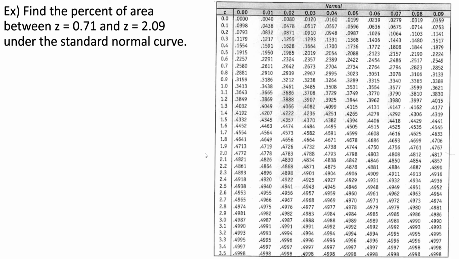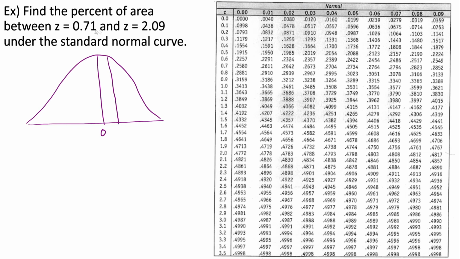Here we have another example. We want to find the percent of area between z equal to 0.71 and z equal to 2.09. First thing we would do here, draw a picture of our normal curve and mark down the two z-scores they mentioned. So we have 0.71 and then we have 2.09. And we want to find the amount of area between them.